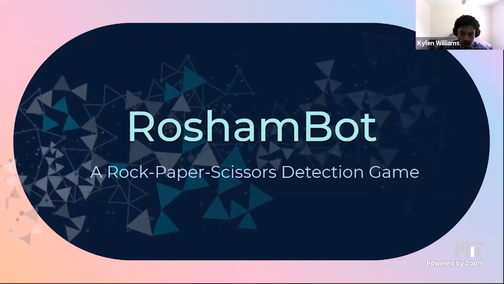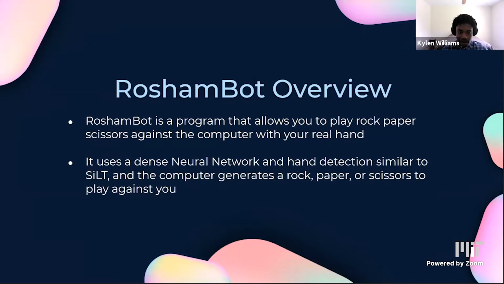Our next project is called Roshan Bot. It's a rock, paper, scissors detection game. Roshan Bot allows you to play rock, paper, scissors against the computer with your real hand. It uses a dense neural network and hand detection similar to our sign language detector, or sign language translator. And the computer generates a rock, paper, or scissors to play against you.